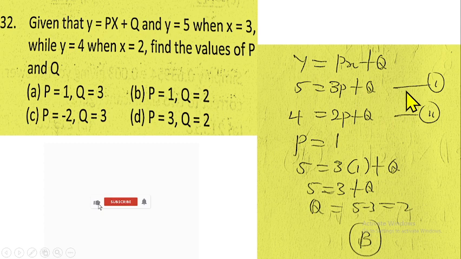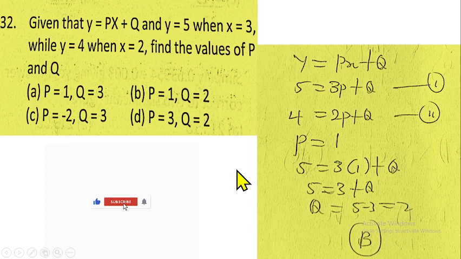We can solve these two equations simultaneously by subtracting equation 2 from equation 1. So that means you have 5 minus 4, that will give us 1. 3p minus 2p, that will give us p. q minus q is 0. So p is equal to 1. Then when we know p to be 1, you can substitute that into one of the equations to give us q. So we put p in equation 1. That means you have 5 equals 3 times 1 plus q. That gives us 5 equals 3 plus q. q will be 5 minus 3. That gives us 2. So option B is the correct option for question number 32.